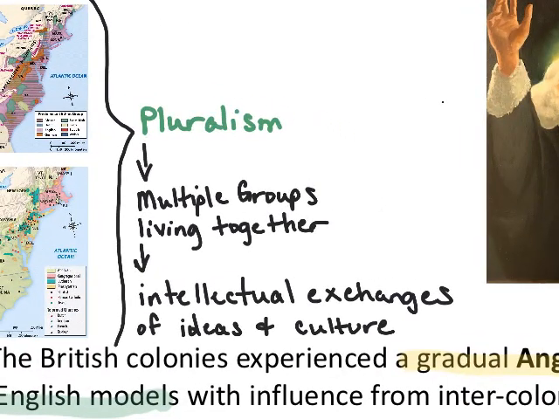And pluralism is really just what happens when multiple groups are living together. And because they have different backgrounds and different experiences, they are sharing their ideas and their culture. So we have these intellectual exchanges. So really that's all that is getting at in the subtopic, is that because there is this diversity, we have pluralism, and these groups are starting to share ideas, and there's some blending of culture that's happening.